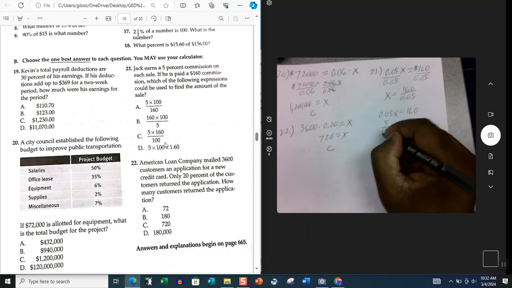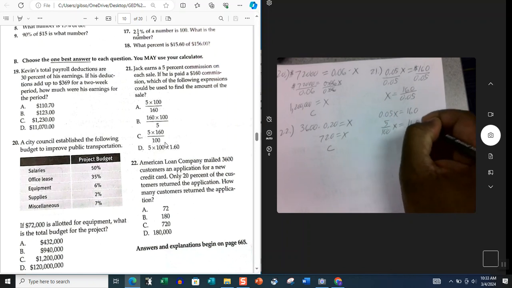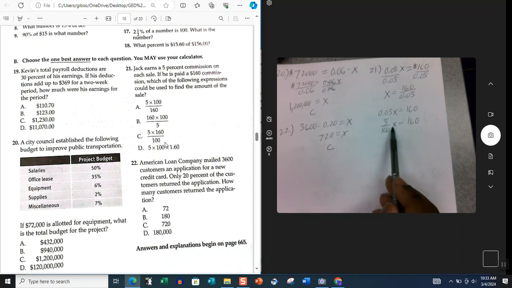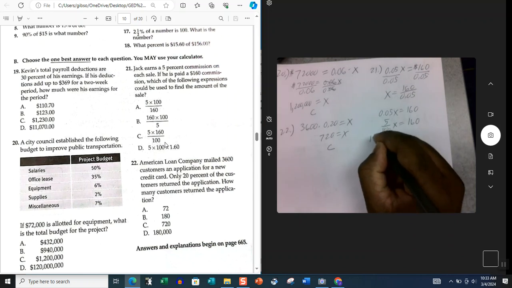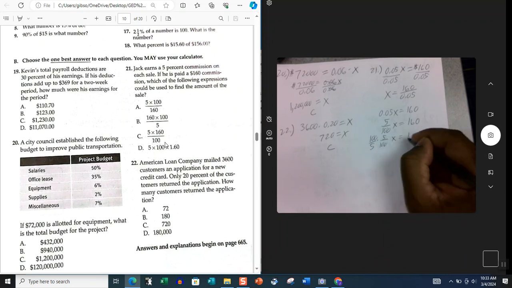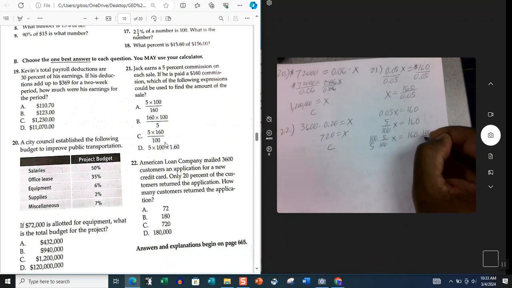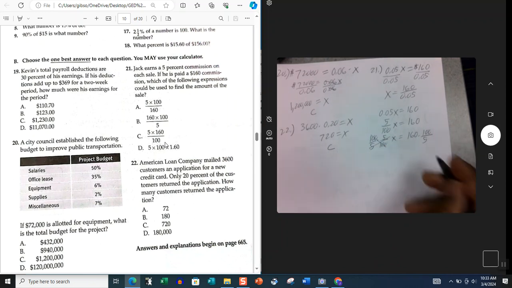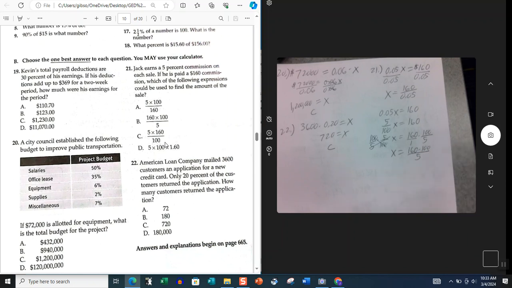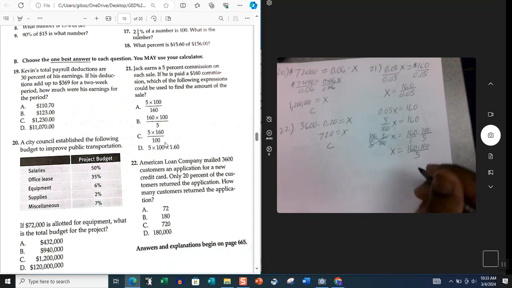0.05 is the same as 5 over 100 times x is equal to 160. Now I showed you all this in a previous exercise: when you have a fraction multiplied by the variable, to get rid of the fraction, you have to multiply each side by its reciprocal, which in this case would be 100 over 5. So this right here would simplify out. You have x is equal to, we could put a 1 under the 160, 160 times 100 all over 5. And what we will see here is that is B.